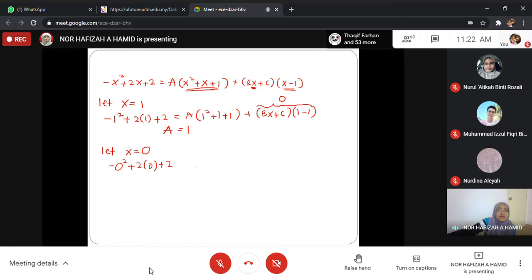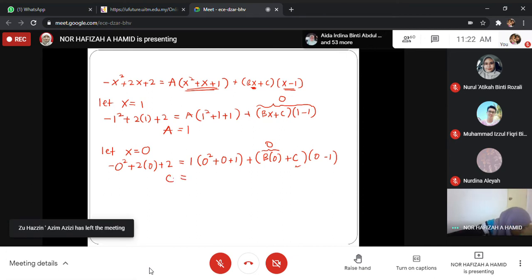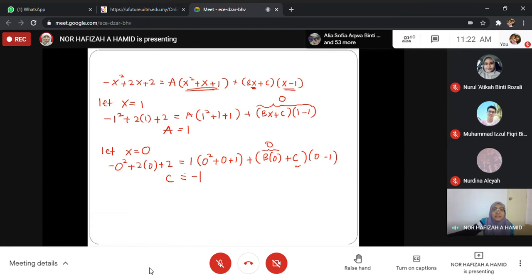Okay, plus 2 equal to A, you substitute dengan 1. Okay, so 0 square plus 0 plus 1. So plus B times 0 plus C times 0 minus 1. Okay, so this one, term ni becomes 0. Okay, so you boleh calculate for C. So C is equal to negative 1. Okay, so when C equal to negative 1, next we have the last constant. Okay, we need to calculate value for B. Okay, so total constant, we have 3: A, B and C.